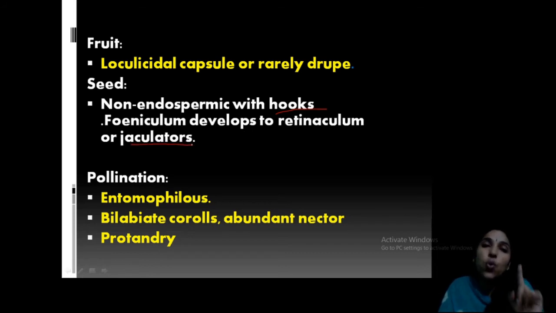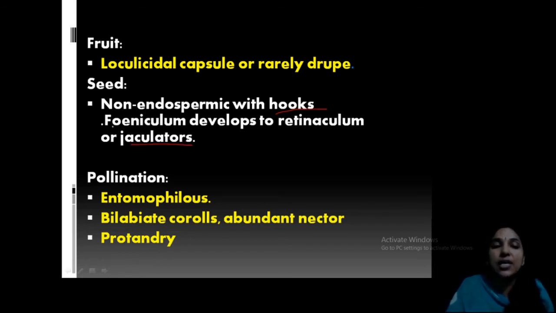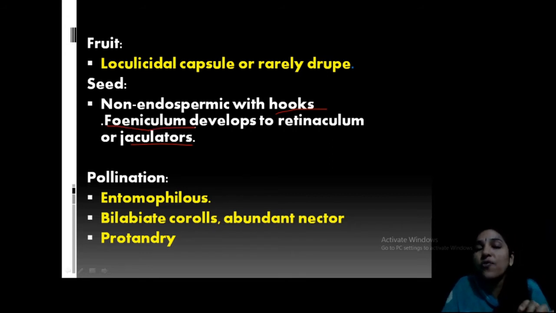Seeds are having hooks, and that is known as jaculator. There is the funiculum. What is funiculum? Stalk of the ovule. Okay. The funiculum of the ovule develops into a structure that is known as retinaculum or jaculator. This is an important term coming under the family Acanthaceae.